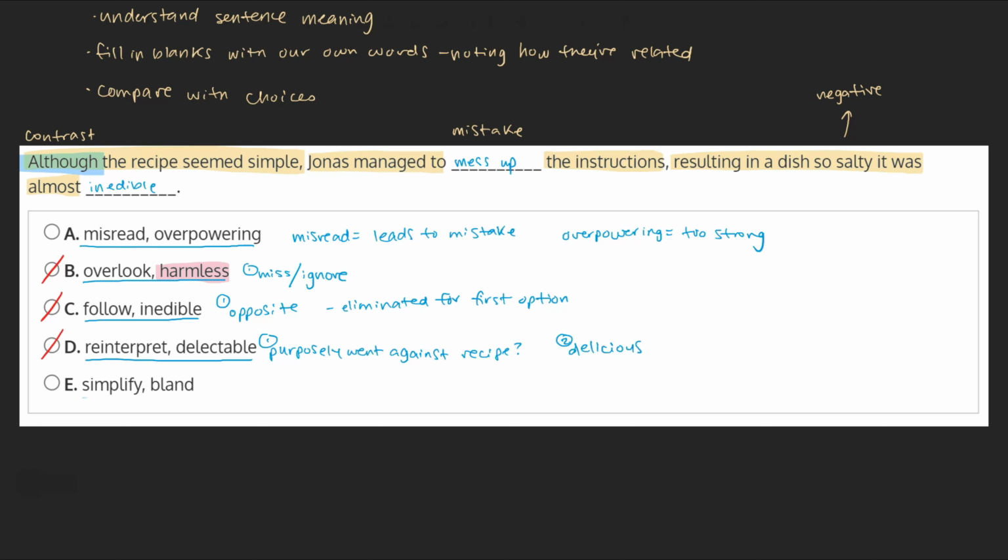And E. Simplify the instructions, a bland dish. Simplify doesn't match our context. Jonas isn't simplifying instructions, he's misunderstanding them. Bland means lacking strong flavor, which is the opposite of overly salty. Because both words contradict the sentence, we can mark this choice off and mark our original answer, choice A, as our final answer.